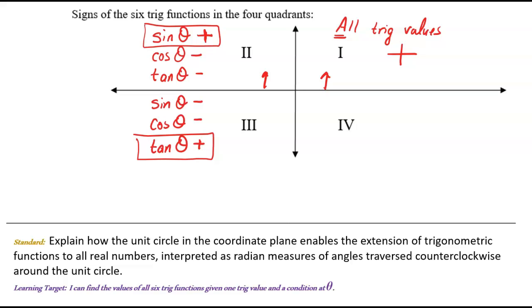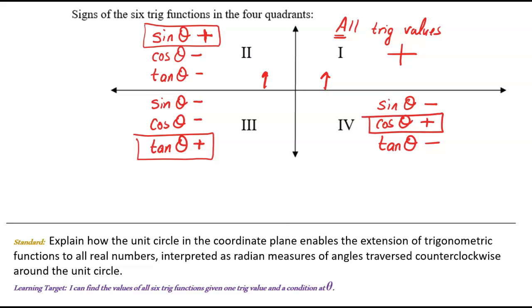Then you have the fourth quadrant. Sine of theta, my y value, is below the x-axis, so it's negative. Cosine, my x value, is going to be positive. And tangent, just like in the second quadrant, if you have a negative over a positive, one negative when you divide is going to be negative. So positive, positive, positive.